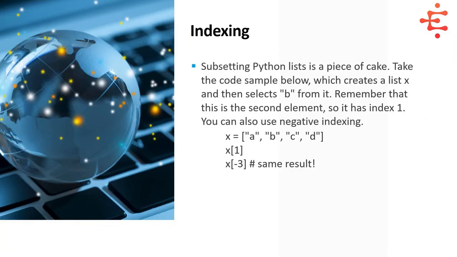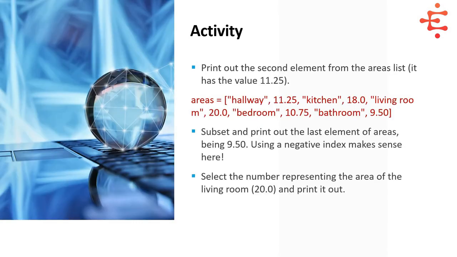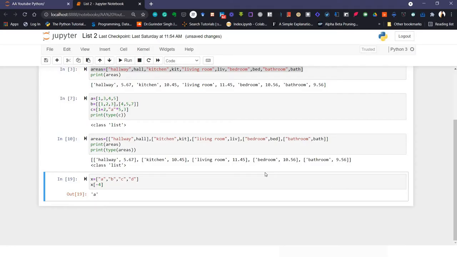Now moving to the slides. As you can see from this slide, X with index 1 and X with negative index minus 3 are going to return B, and they are going to give the same result. Alright, moving to the next slide now. We have an activity: print out the second element from the areas list. It has value 11.25.